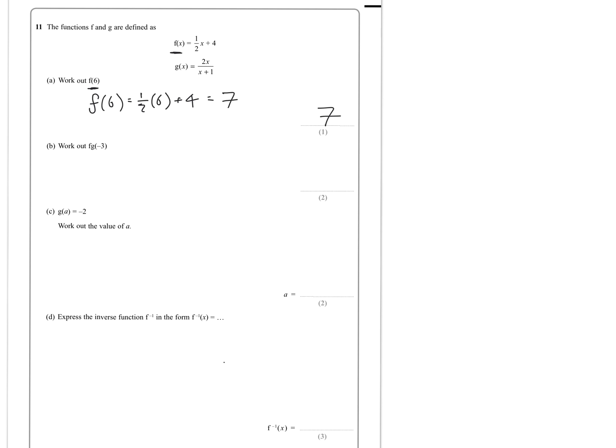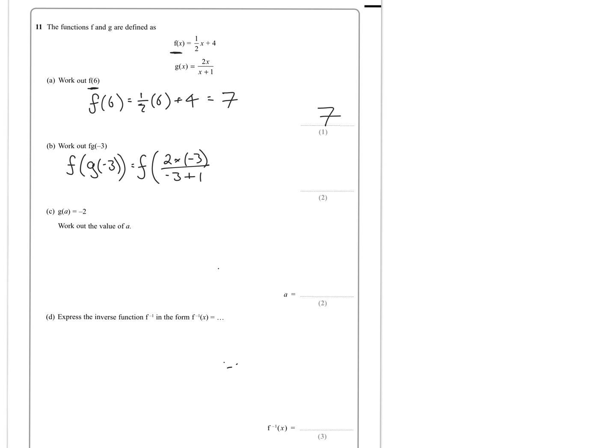Okay, f of g of minus 3. Now, what this means is actually another way of writing this is f of g of minus 3. So the first thing we're going to do is work out g of minus 3. Well, that means subbing minus 3 in, and then we're going to do f of it. So I'm going to write it all in one line, f of, and then I'm going to say we want f of 2 times minus 3 over minus 3 plus 1.